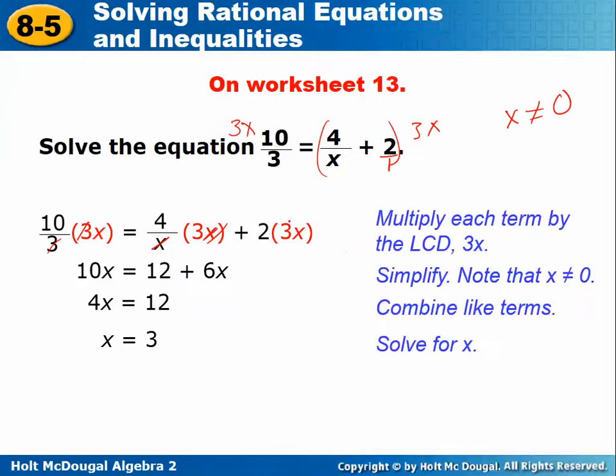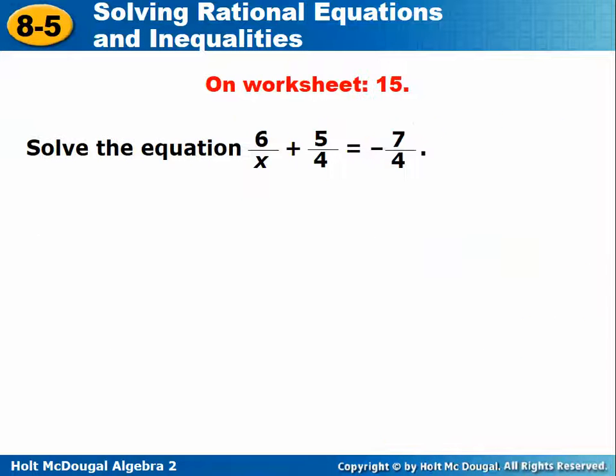If I put 3 right here, I would have 10 thirds. Does that equal 4 over 3 plus 2? Well, another way of writing 2 would be 6 thirds. So 4 thirds plus 6 thirds is 10 thirds. So it does check, it did work.